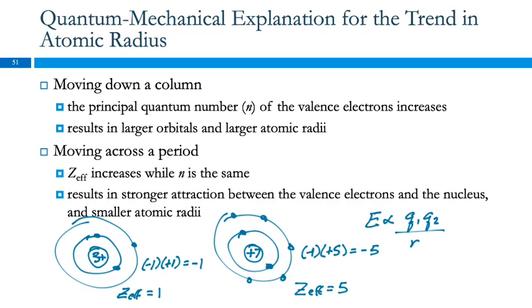There's more attractive force for the nitrogen. That attraction is going to pull the electrons in a bit. And that is why, as we go across a period, because the effective nuclear charge is increasing, the electrons get pulled in a little bit further with each successive element. Any questions?